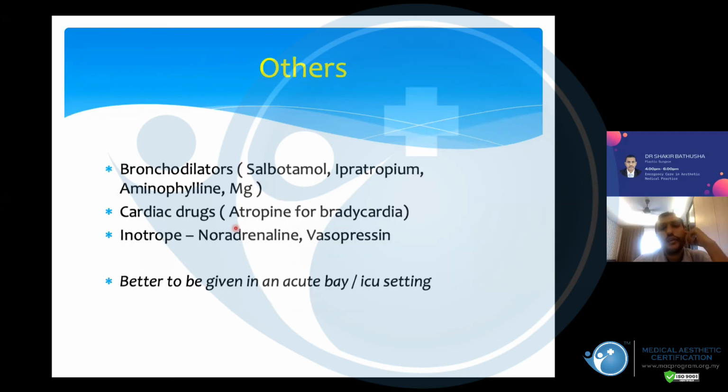So other things that you can give as supportive treatment for this patient will be bronchodilators, either in the form of salbutamol, ipratropium bromide, aminophylline, or magnesium sulfate. Other cardiac drugs are better given in the ED, like atropine for bradycardia or inotropes. You need to start inotropes if it becomes worse.